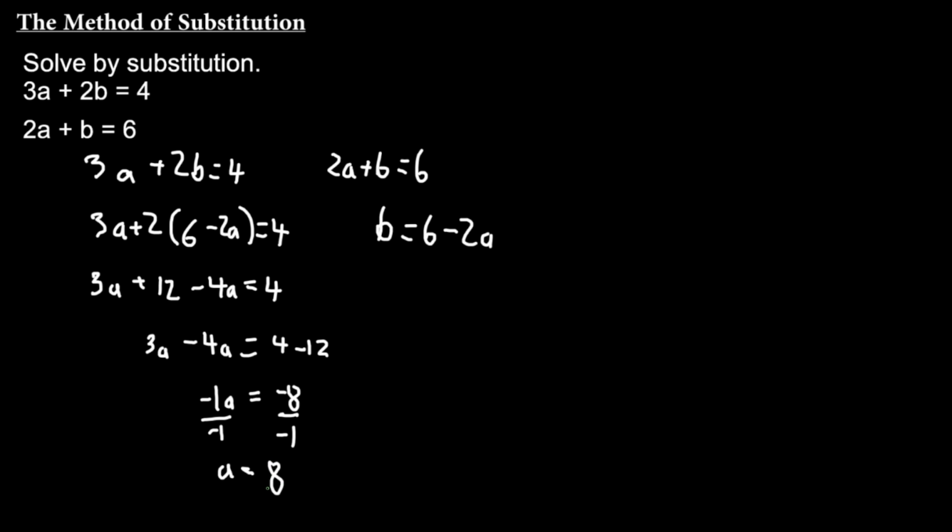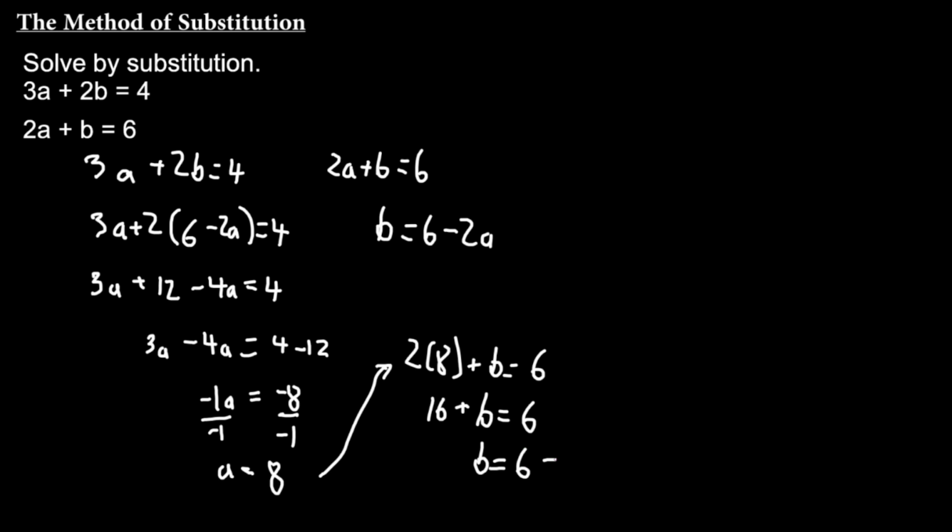Alright, so now we need to substitute 8, so a equals 8, into one of our equations. So let's use our second equation, 2a plus b equals 6. So let's do that here. 2a, a is 8, so bracket 8, plus b equals 6. 2 times 8, 16, plus b equals 6. B stays on this side. Positive 16 goes across the equal sign, so now it's going to be 6 minus 16. 6 minus 16 is negative 10.